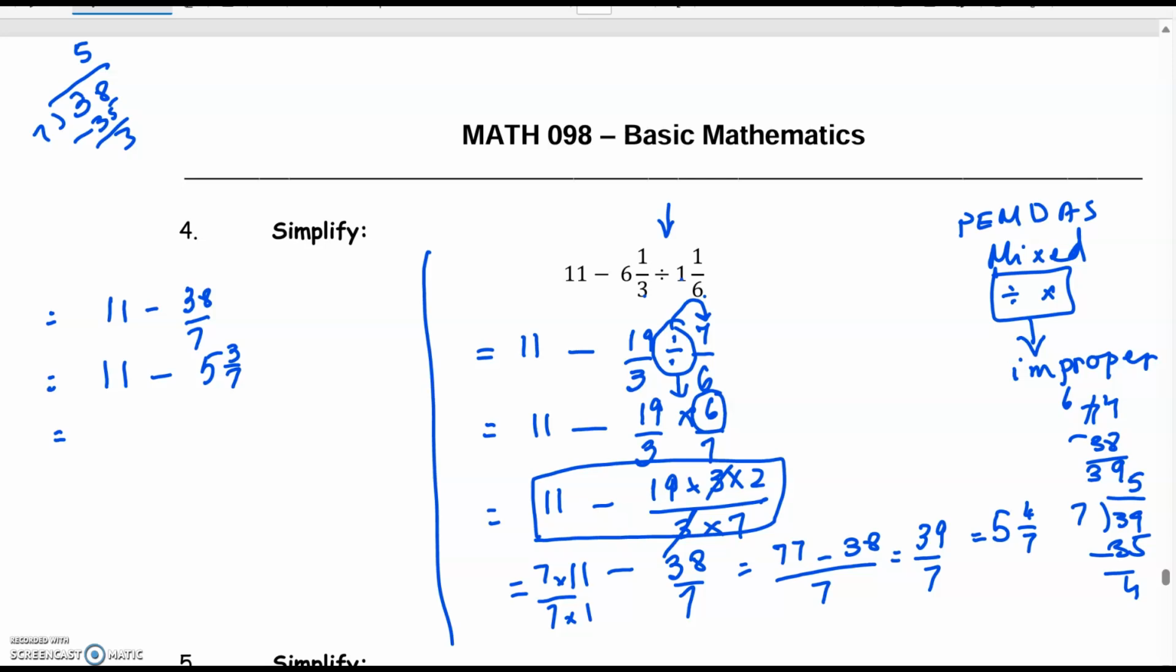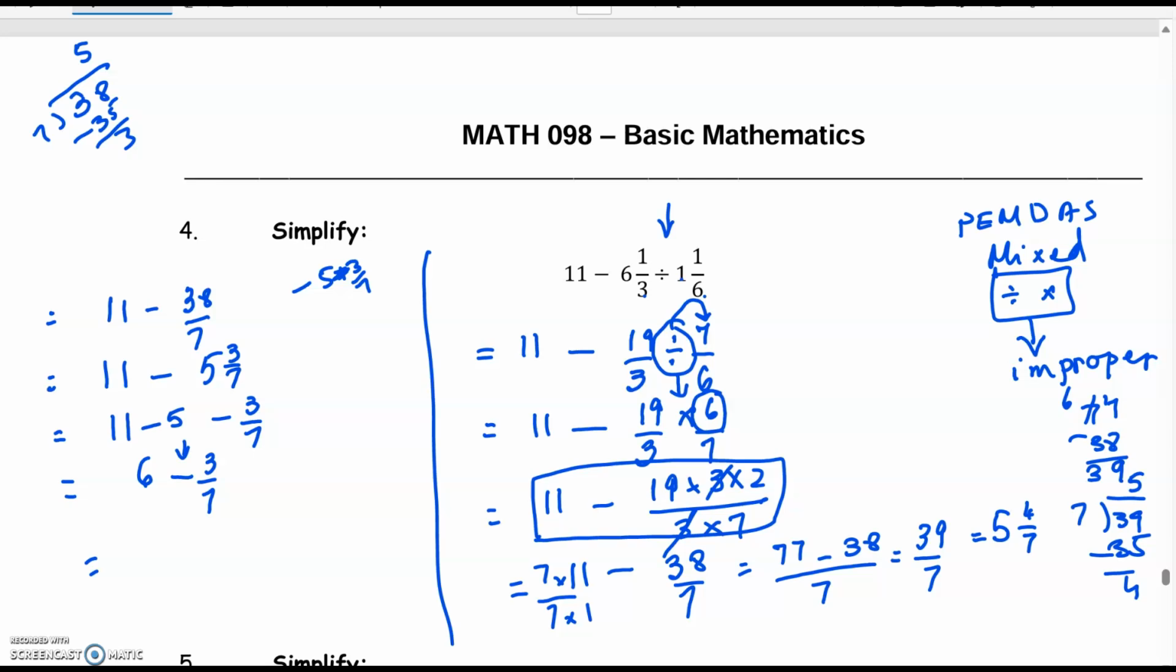Now we're going to subtract. We're going to leave the mixed numbers alone and just subtract. So this is the same as 11 minus 5. And then you still have to subtract the 3/7. So 11 minus 5 is 6 minus 3/7. So 5 plus 3/7. So therefore you're subtracting the 5 and you also have to subtract the 3/7.